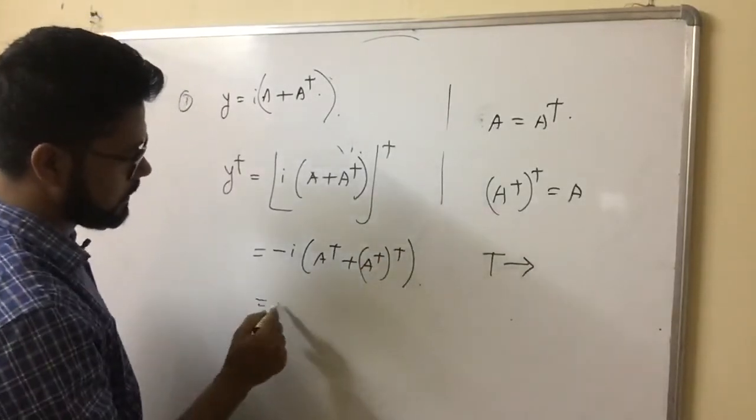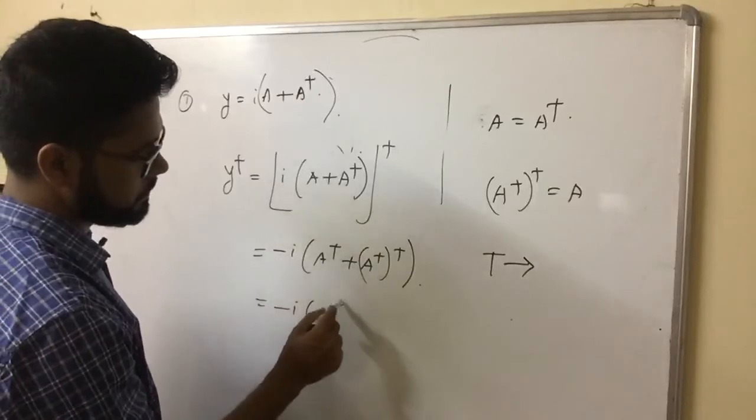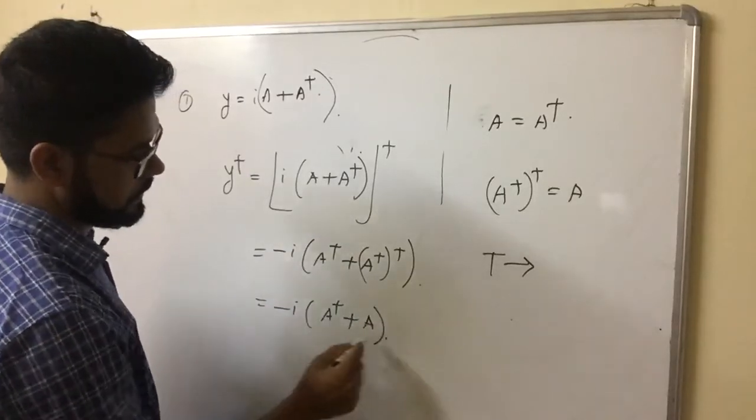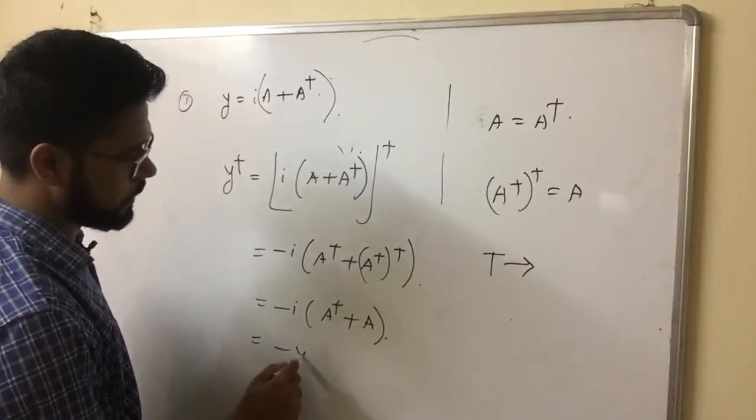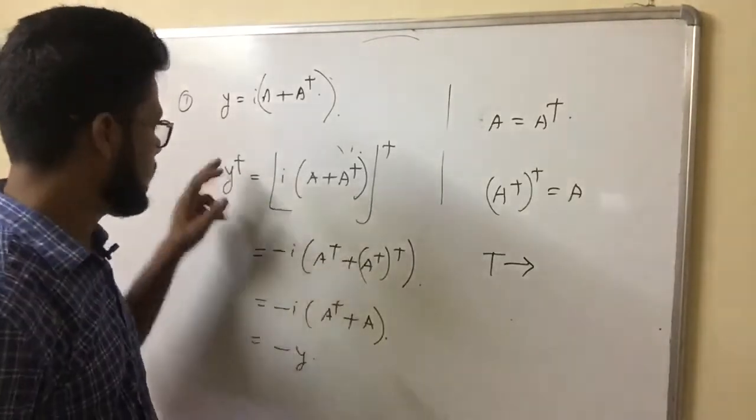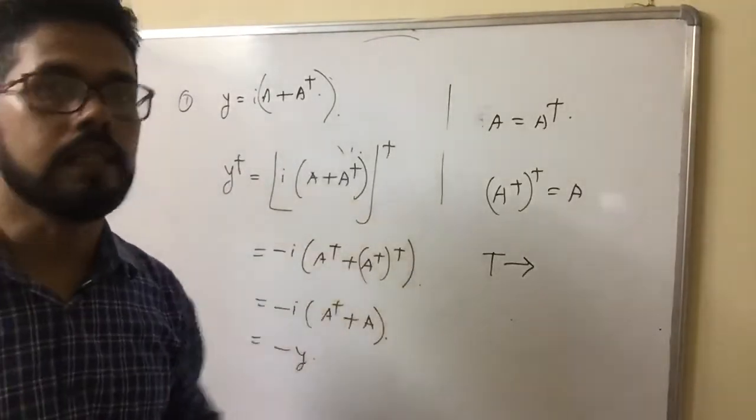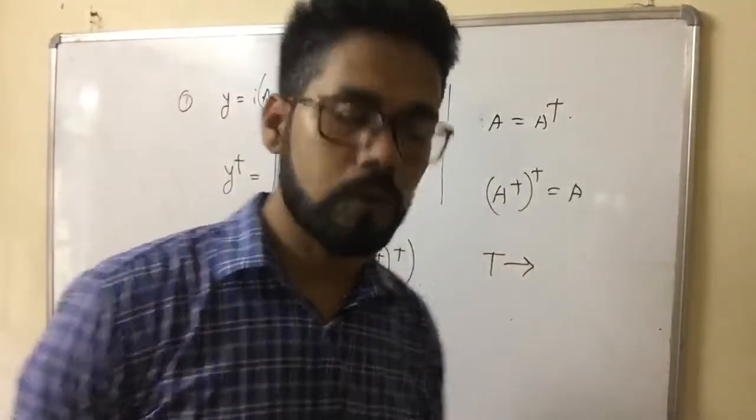So equal to how much? Minus iA dagger plus A. This is equal to how much? Minus Y. Is it okay? It is Y dagger equal to minus Y. It is not Hermitian. It is anti-Hermitian. Okay, this way we have to say.